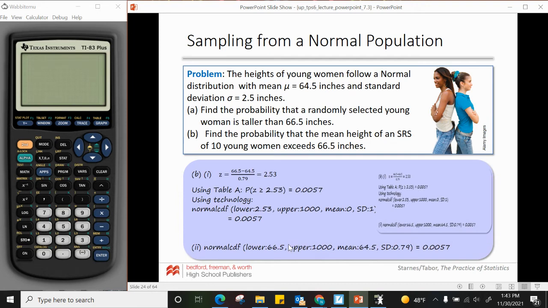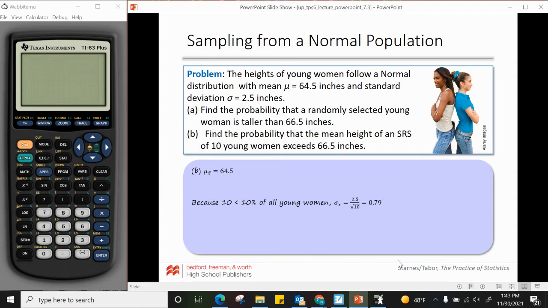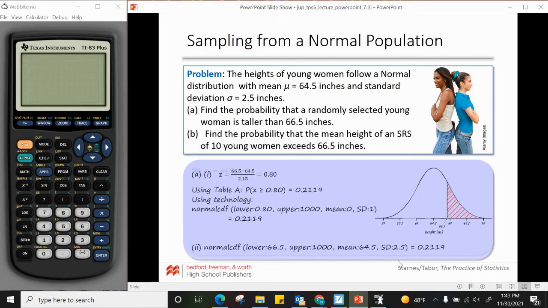So we're going to jump to the normal distribution using mean and standard deviation. Again, I'm going to jump right to the bottom. My lower is 66.5, my upper is 1,000, my mean is 64.5, and my standard deviation is 0.79. I get that to be 0.0057, versus 0.2119 if it's just one person.